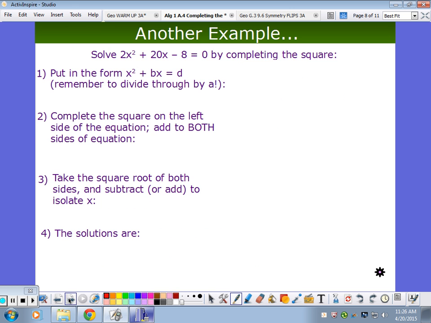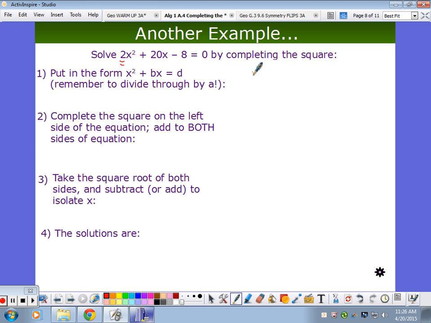I think I've got some other examples. Yeah, let's do this one, towards the middle-ish of page 2 here. So let's see. It has to be in this form, x squared plus something x equals a number. I got 2 here. I have to divide everything by 2.